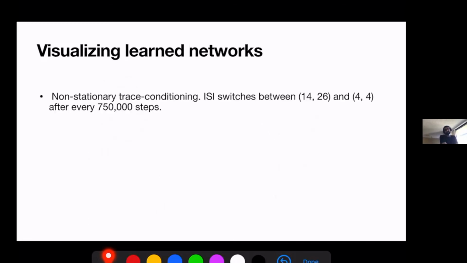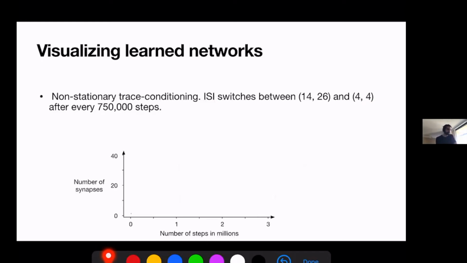We can also try to test if the tester is working. If the network is getting rid of useless things, we can make this test non-stationary. So what I'm going to do now is change the ISI from 14-26 to 4.4 after a certain number of time steps, and then that will happen periodically. And then I'm going to plot the number of connections this network has as time passes by.